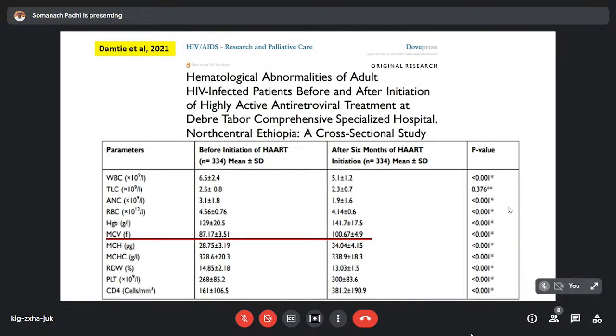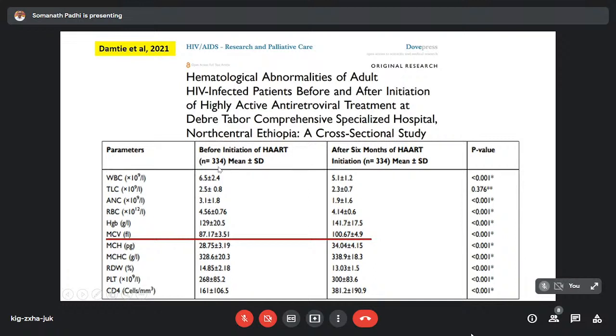This is a 2021 study by Damtie and colleagues: hematological abnormalities of adult HIV-infected patients before and after initiation of highly active antiretroviral treatment at Tabor Comprehensive Specialized Hospital, an Ethiopian study. As you can see, there is a significant difference in all the CBC parameters, including CD4, between the two groups, and there were a very high number of cases.